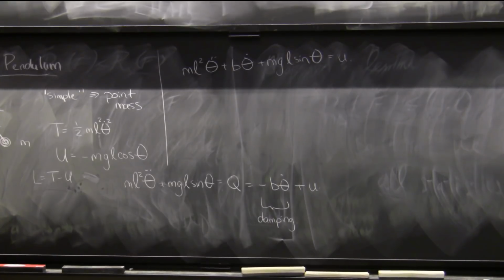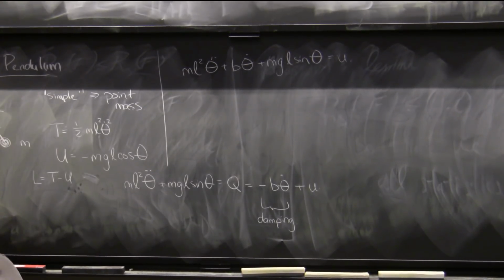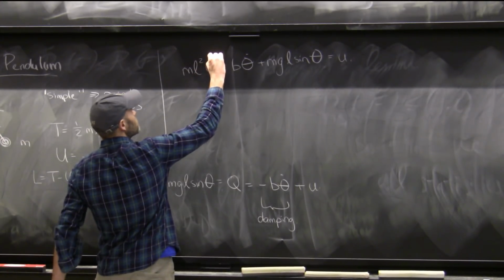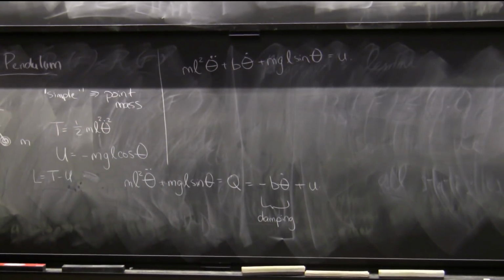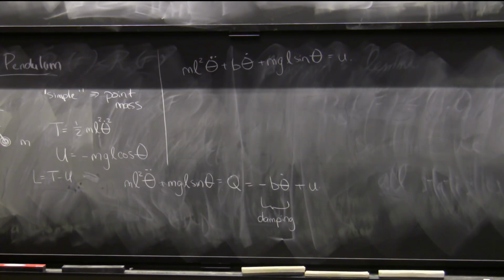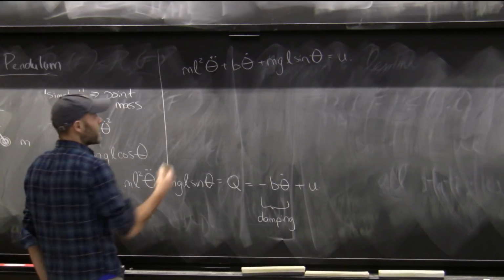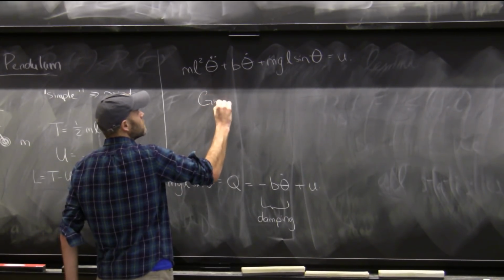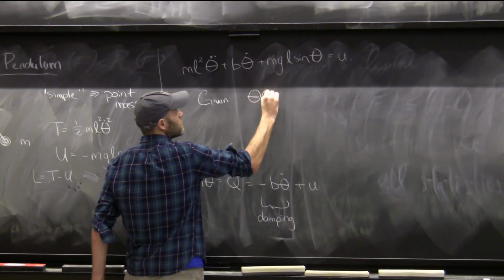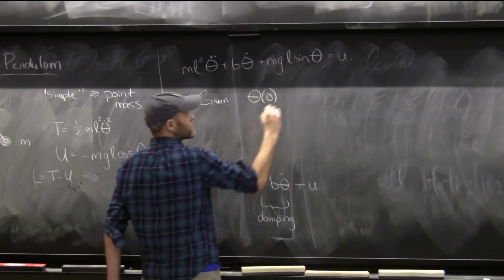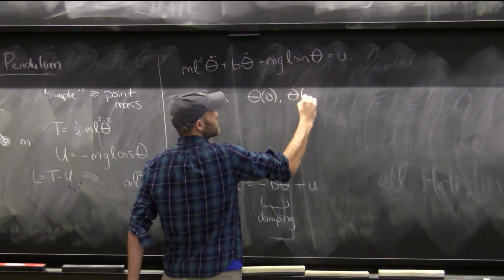All right, so this is just a differential equation, right? It's a second order differential equation. This is the stuff of 1803 or your differential equations classes. So a standard question for a differential equation would be, if I give you the initial configuration, so let's say theta 0, and since it's a second order system, I also want to give you theta dot 0.